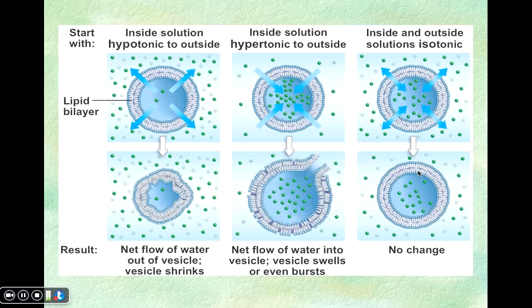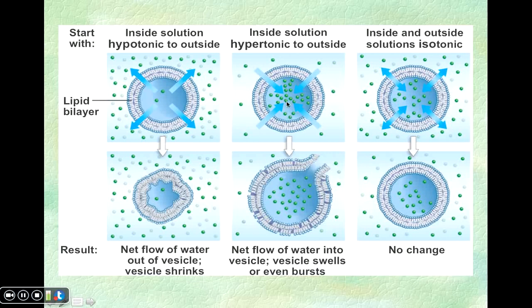What we're focusing on in this image is the movement of water. Not so much the movement of the solutes, but the movement of water. I want to point out that in this isotonic situation, water can move across the membrane, but because the concentration of solutes is the same inside and out of the cell, there will be no net movement of water.